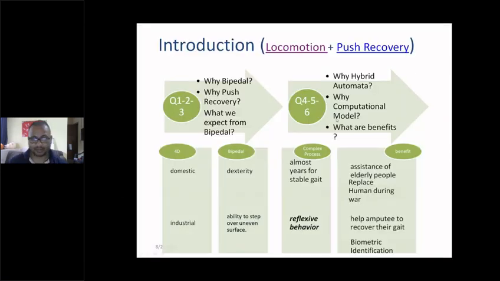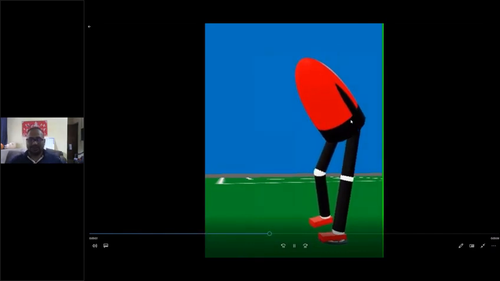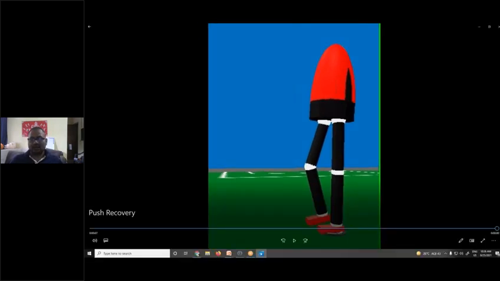I am not going to answer why bipedal here. Another behavior is push recovery. That is also a very important parameter of human health assessment. Some external force is coming from the forward direction, and due to the degrees of freedom of mobility at the hip joints, knee joints, and ankle joints, you are able to recover from external forces.